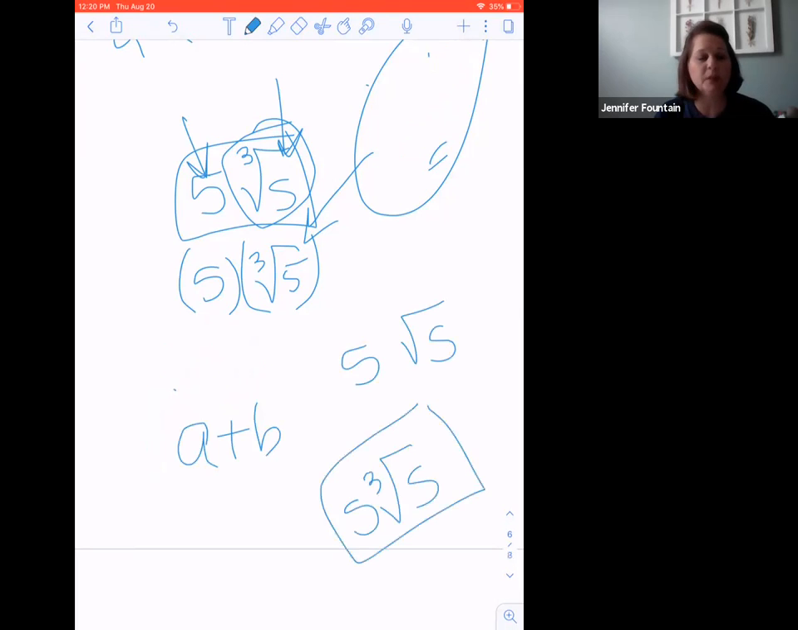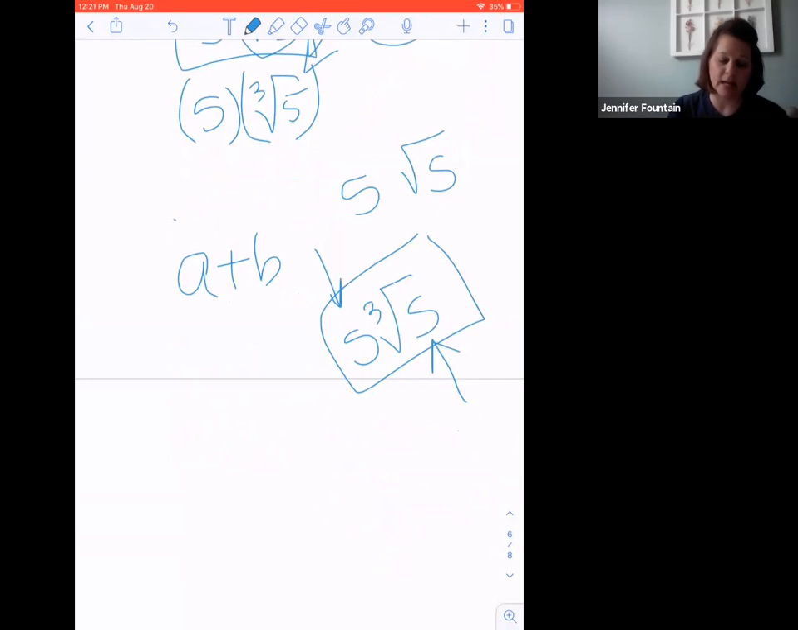That is the simplest way I could write that answer. I cannot do anything else to it because this is a whole number and this is a radical. So they have to stay separately. That would be just like if I did 2 times a. I cannot do anything to make them go together because 2 is a number and a is a variable.